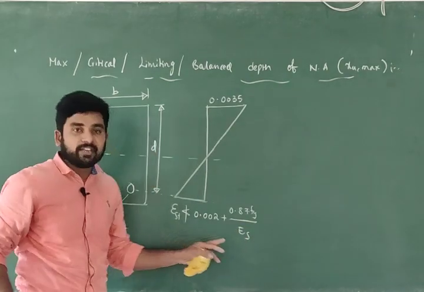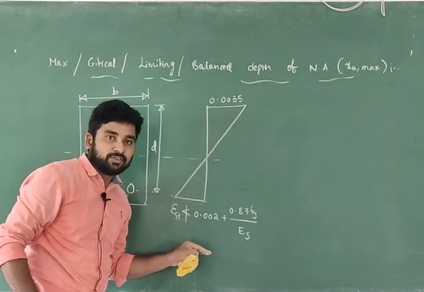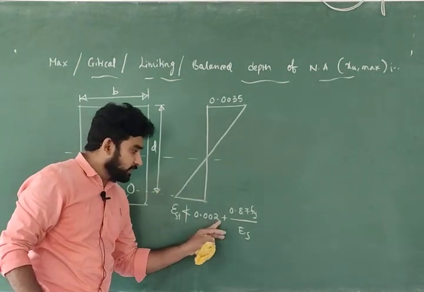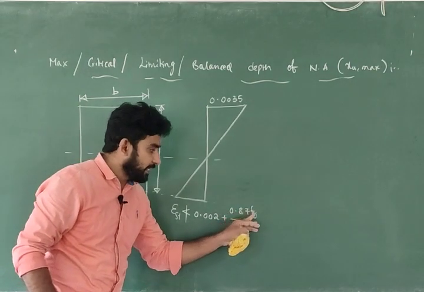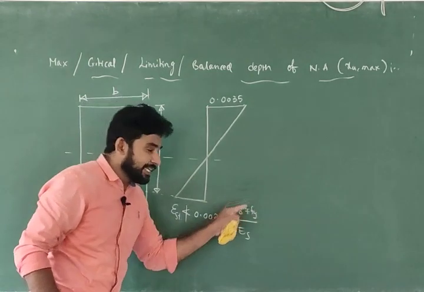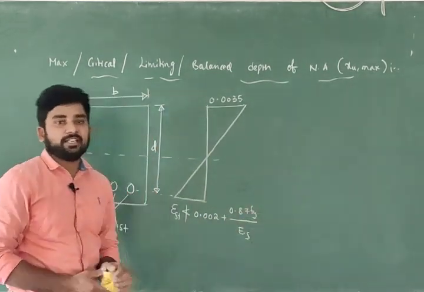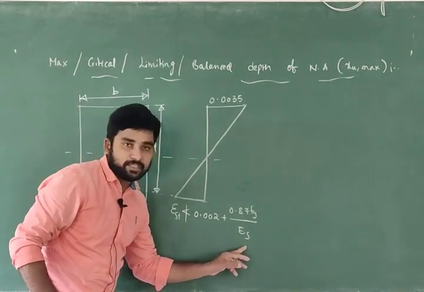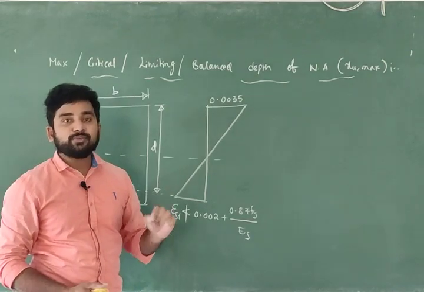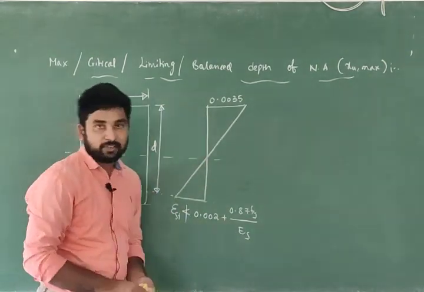In GATE 2012 there was a 1 mark bit: in the tension zone what is the tensile strain, that is 0.002 plus 0.87 Fy, where Fy is the yield strength of steel, that is the grade of steel, and Es is the Young's modulus of the steel. Irrespective of the grade of steel, the Young's modulus of steel is 2 into 10 to the power of 5 Newton per mm square.